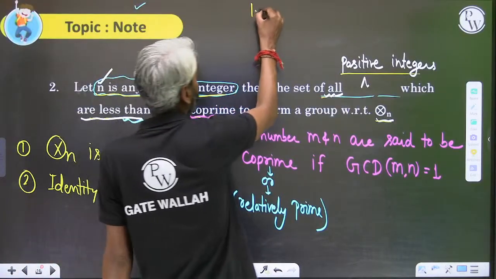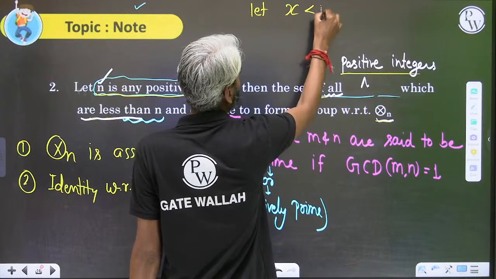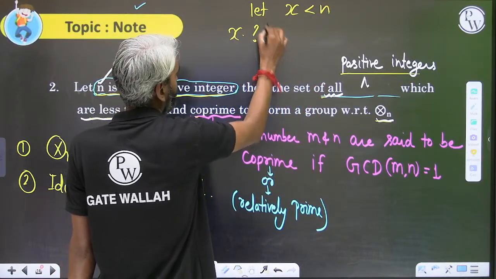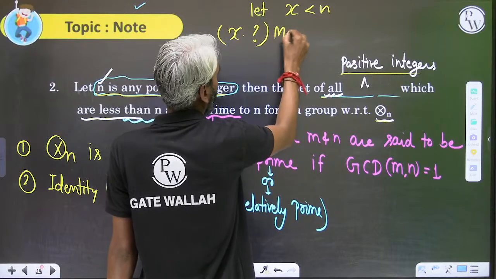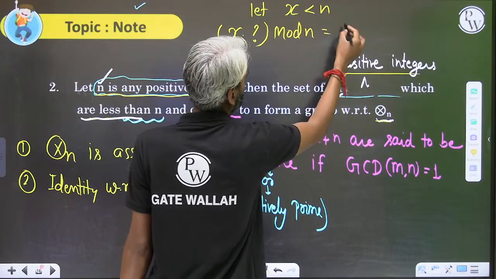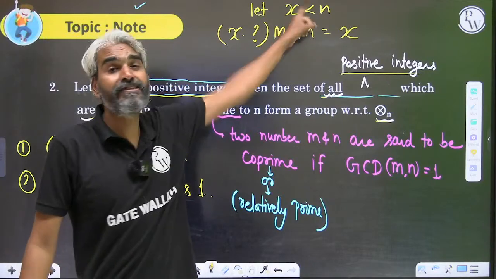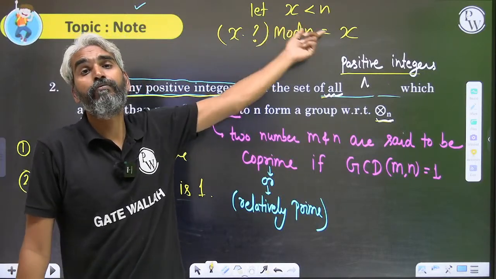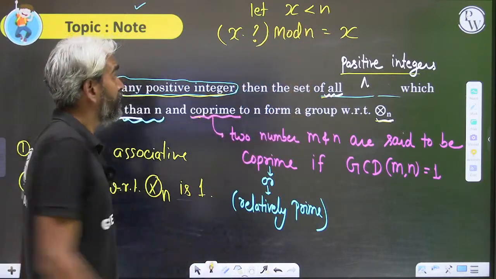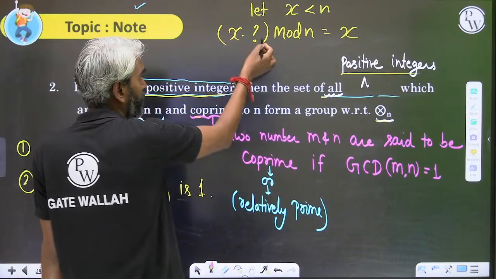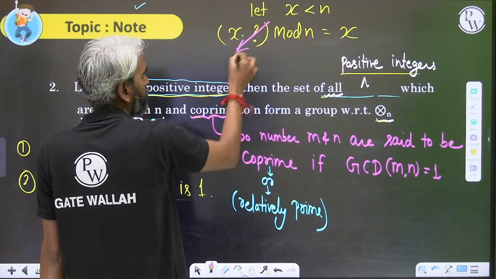Let's assume x is less than n. With what number do we multiply x and divide it by n such that the remainder is x itself? Sir, x is already less than n, so if we divide x itself by n, the remainder will be x itself. So x multiplied by something should remain x, then only x multiplied by something mod n will produce x. So this will be 1.